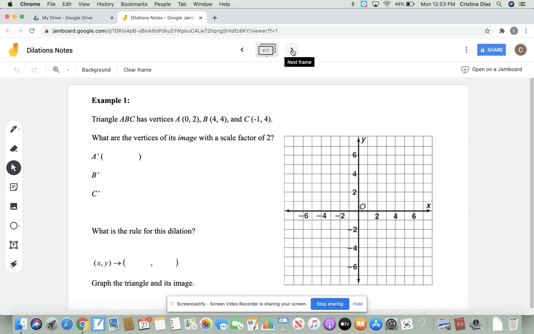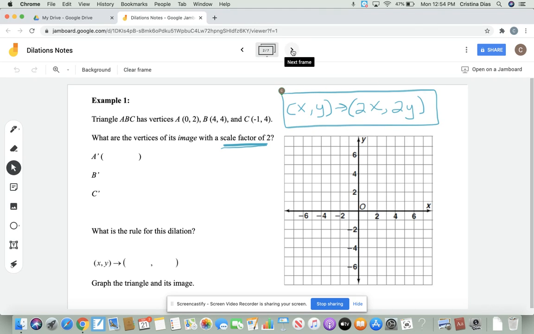So triangle ABC has vertices at 0, 2 for A, 4, 4 for B, and -1, 4 for C. What are the vertices of its image with a scale factor of 2? Okay, so since the scale factor is 2, that is telling us that we're going to take our original point and we're going to just multiply 2 times the x value and then 2 times the y value. So this is our coordinate rule.